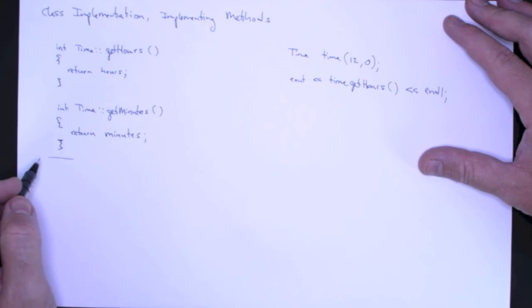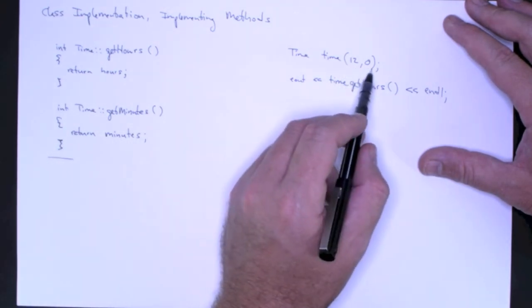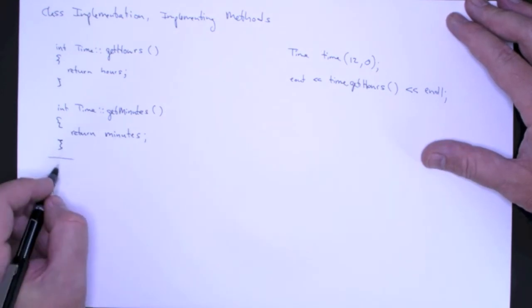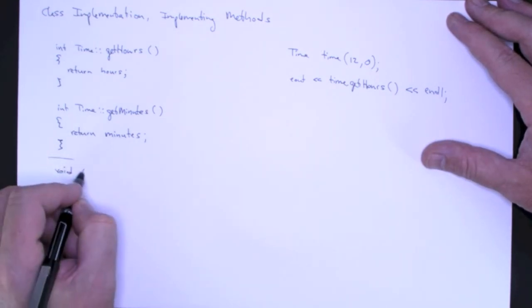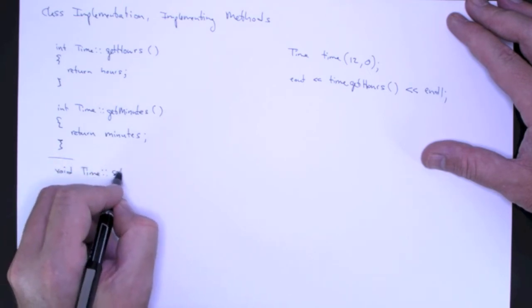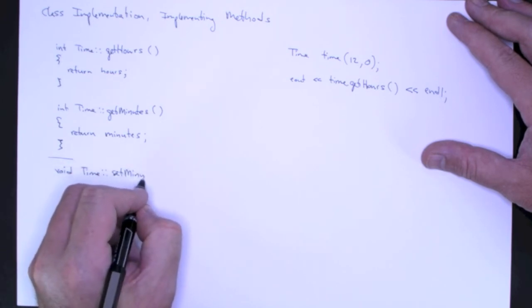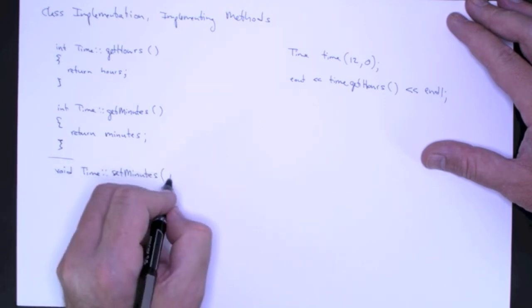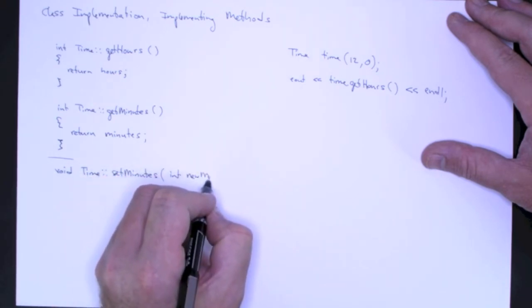Now, in terms of our set methods, what we want to be able to do there is change the hours or change the minutes. So these are going to have void return types. Then we follow with the class name and the scoping operator. And we call the method set minutes. And we're passing in an integer value, and this will be the new minutes.